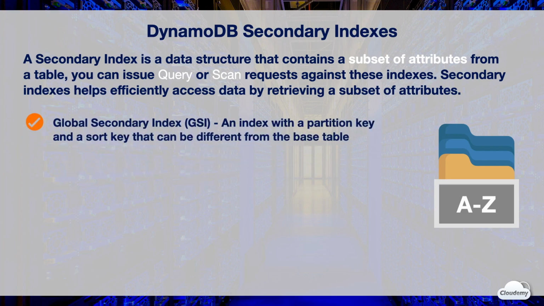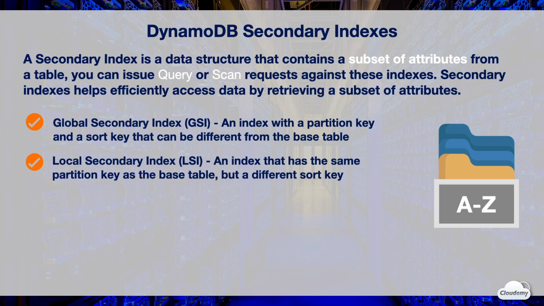Global secondary index, or GSI, is an index with a partition key and a sort key that can be different from the base table. Queries on the GSI can span all of the data in the base table, across all partitions. A GSI is stored in its own partition space that is different from the base table, which can scale separately from the base table. Local secondary index, or LSI, is an index that has the same partition key attribute as the base table, but a different sort key. The partitions of an LSI are scoped to a base table's partitions that have the same partition key values. LSI shares the same partition space with the base table.